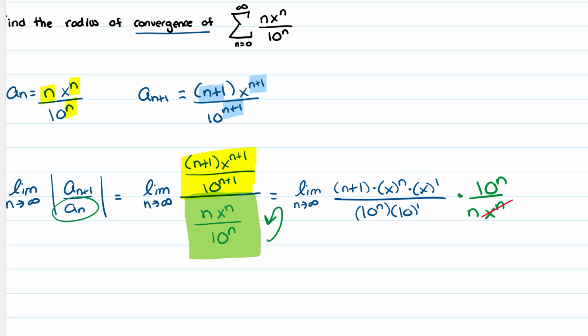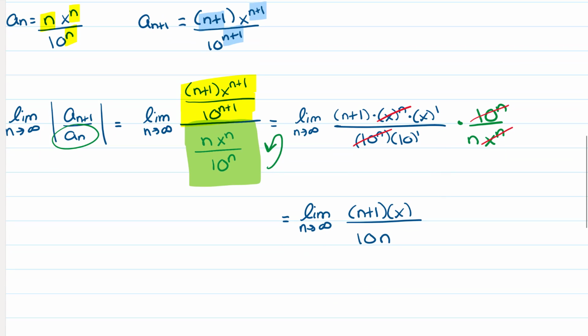The x to the n's, gone. The 10 to the n's, gone. The n's don't cancel, but that's okay. So then I get that this is the limit as n approaches infinity of n plus 1 times x divided by 10n. And I'm just going to do a little bit of rewriting. Notice how I'm only dealing with n's, so anything without an n can get pulled out of that limit. So it's x over 10 times the limit.